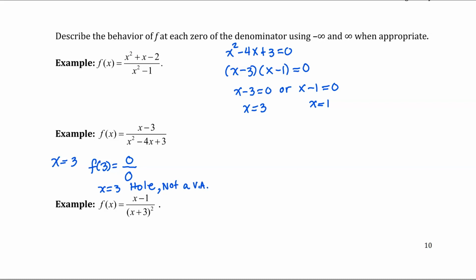Now, let's consider the other value of x, x equals 1, and plug that into the function. So let's evaluate the function at x equals 1. At x equals 1, the numerator, 1 minus 3, is equal to negative 2. And then the denominator is 0. Now, if we have such a case, we say that x equals 1 is a vertical asymptote.